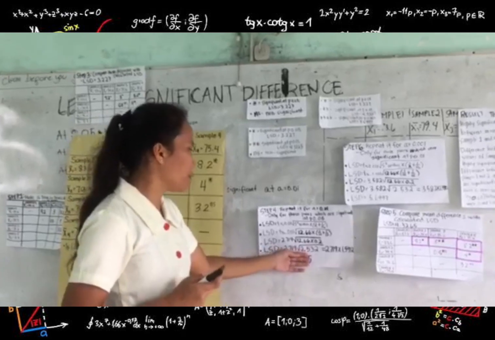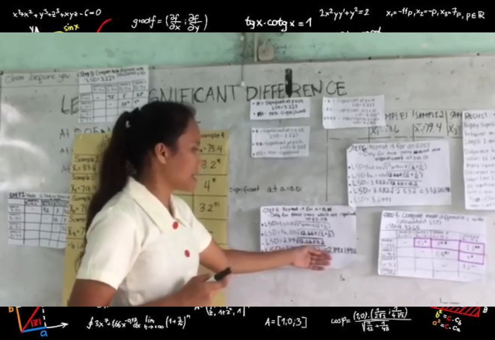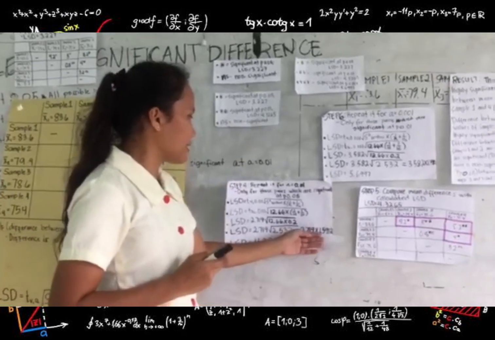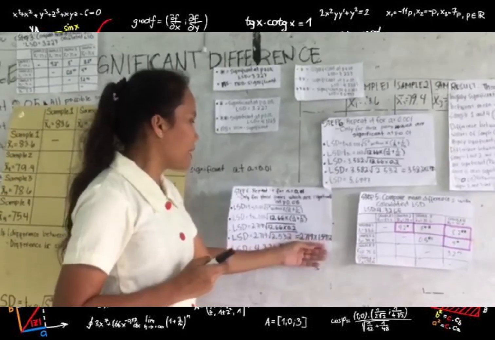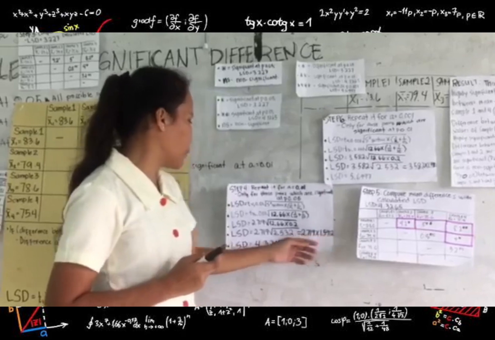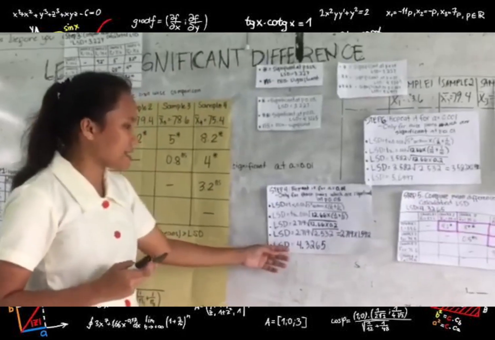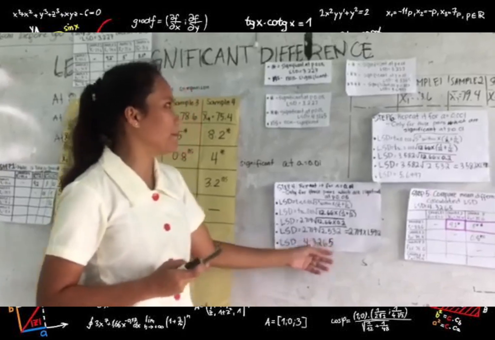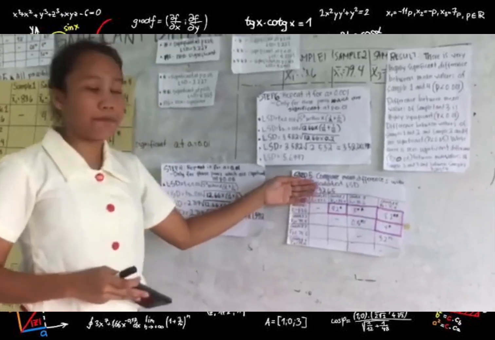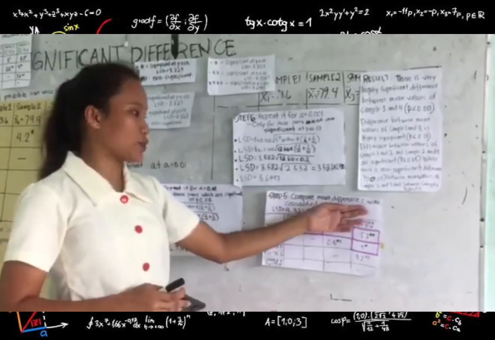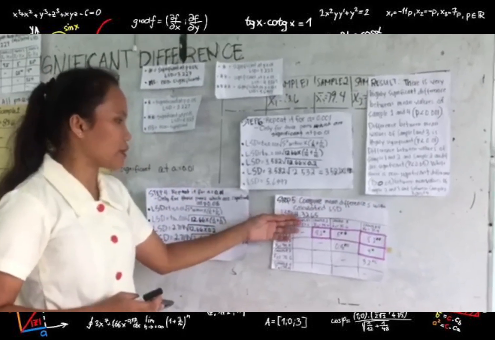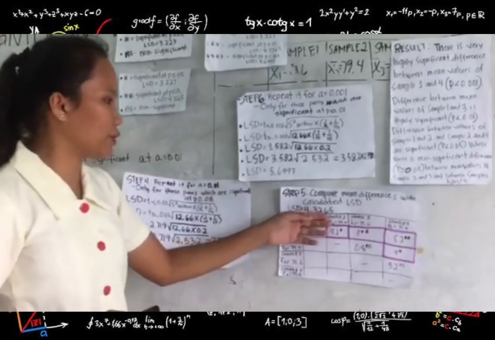The square root of 2.532 is equal to 2.719 times the given 1.5912. The LSD is equal to 4.3265. For step 5, compare the mean differences with the calculated LSD, which is 4.3265.